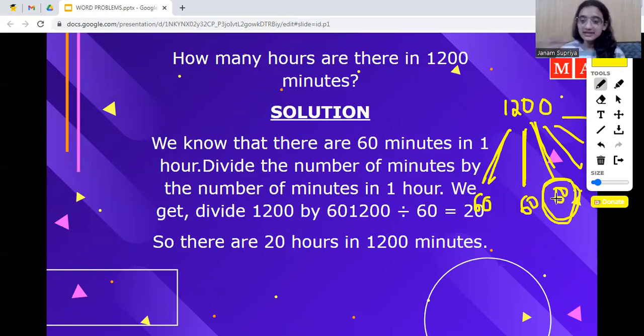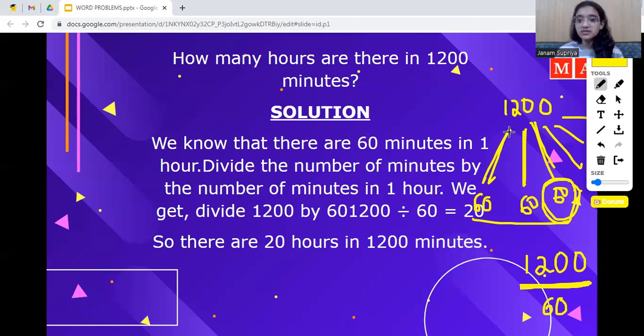That slight difference is there, but for finding out in how many parts it will be divided, we will also use division. So this 1200 has to be divided into amounts of 60. 1200 minutes has to be divided into some parts, each containing 60 minutes, but we don't know how many parts. In how many hours? This one part is 1 hour, the second part is the second hour, the third part is the third hour. So we don't know how many hours there will be.